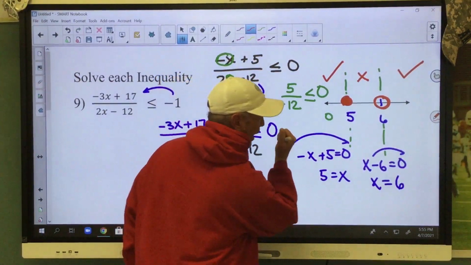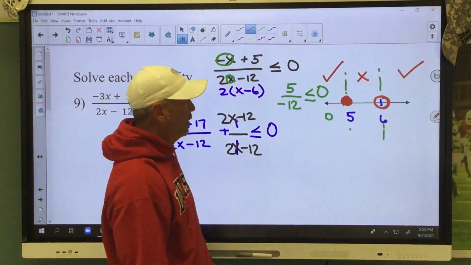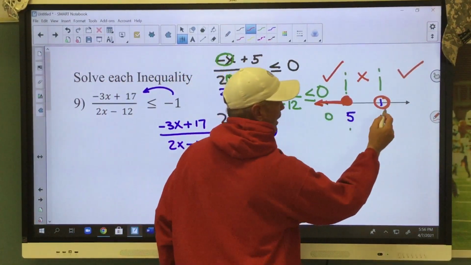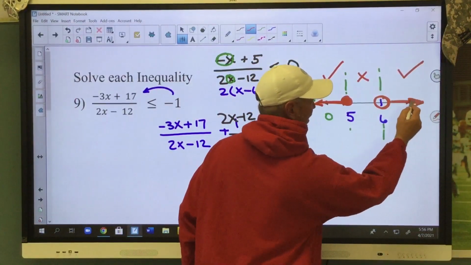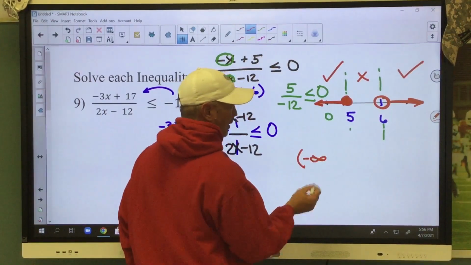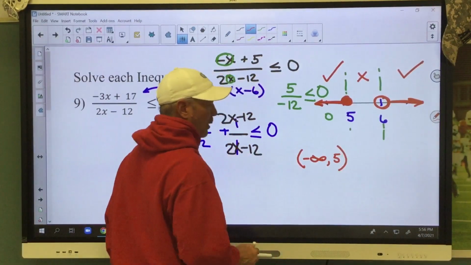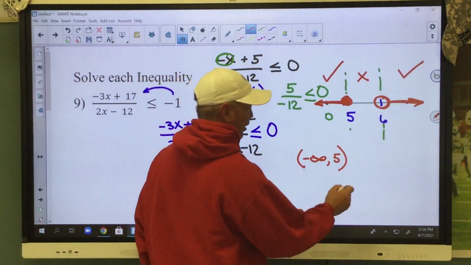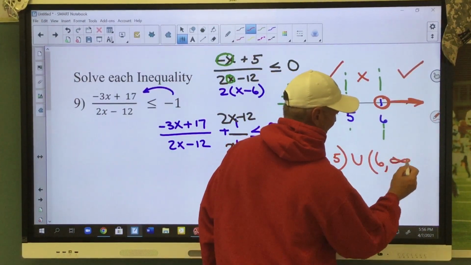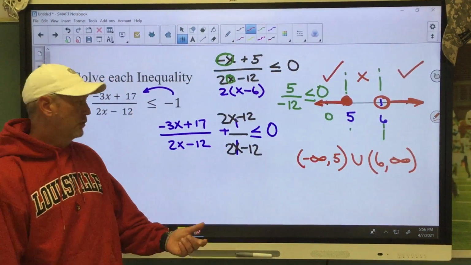Okay? So when we write our answer, let's give us some room here. When we write our answer, the good stuff is going to be from here to negative infinity and from here to positive infinity. So we'll write it as negative infinity to 5, right? And then we're going to go 6 to positive infinity. You okay with that? All right? Let's try another one.